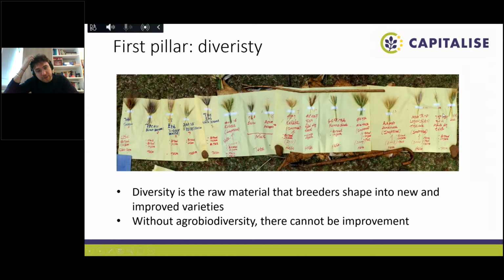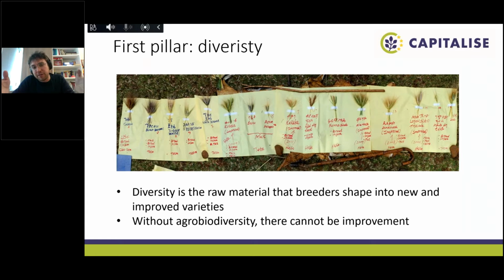So the first pillar is diversity. And what you see here, this is actually not related to the project, but is related to the activity in our research group. This is a collection of wheat varieties from a village in the highlands of Ethiopia, which shows, well, I think it's a good representation of agrobiodiversity. So these are all different spikes, which of course bear different traits, not only in terms of agronomic adaptation and agronomic desirability, but also in terms of adaptation to local climates.